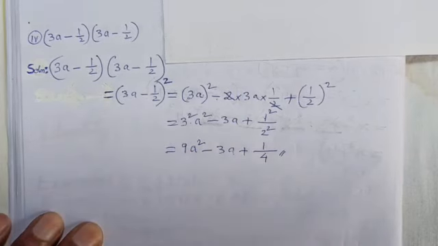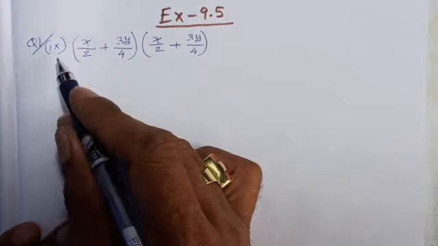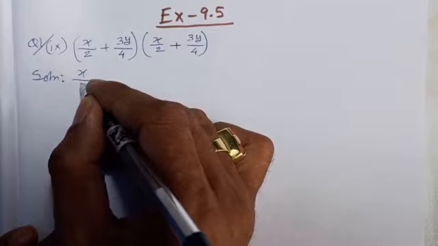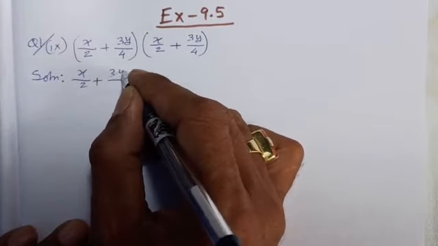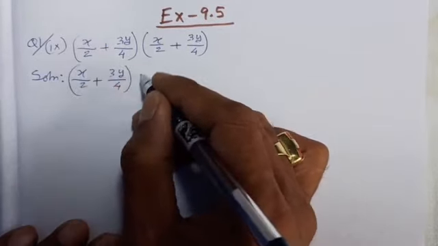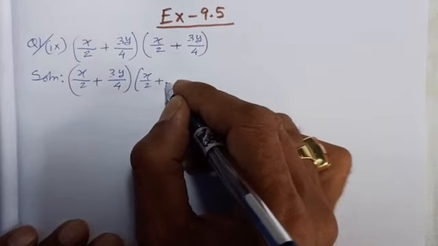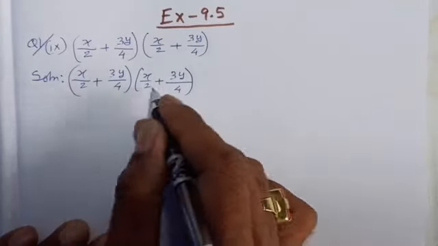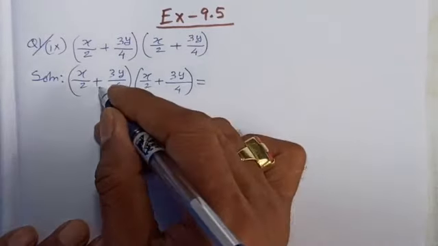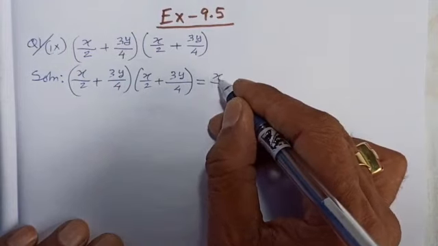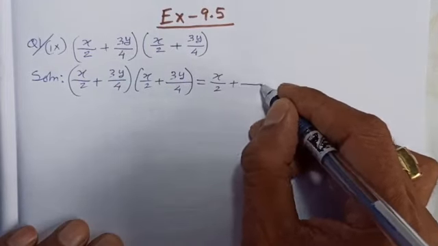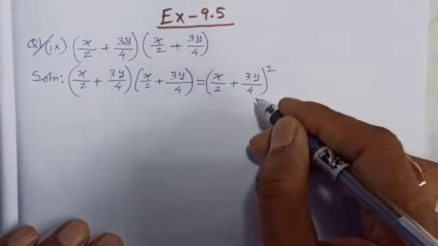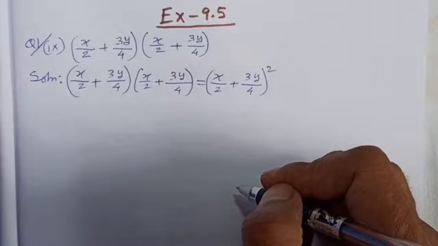Okay, then now next question, Roman number 9. Now solution: (x/2 + 3y/4) into (x/2 + 3y/4). Now we have to multiply these two. Since these two numbers are same, if we multiply these two, we can keep square. (x/2 + 3y/4) whole square. Understand or not? Then next steps.